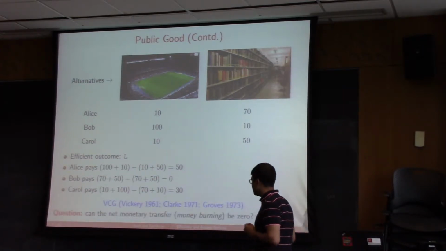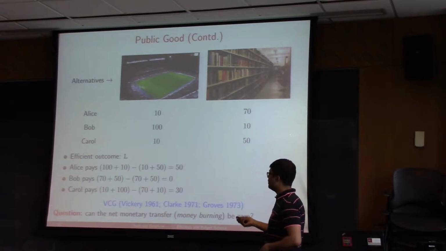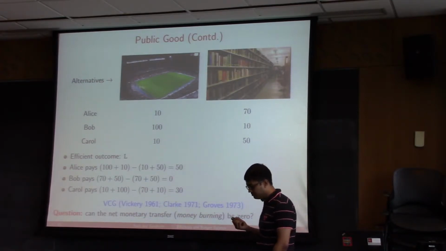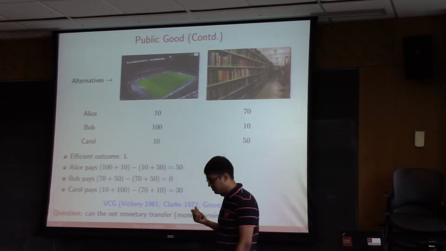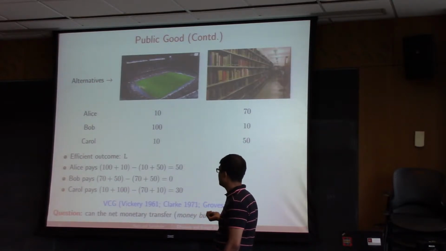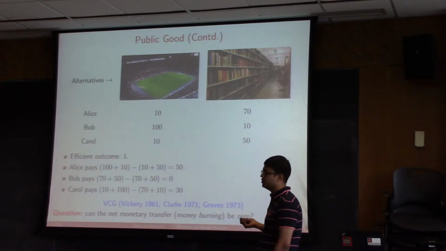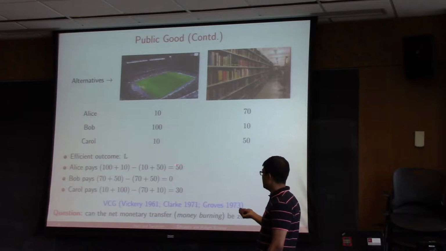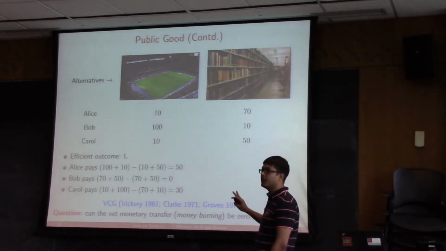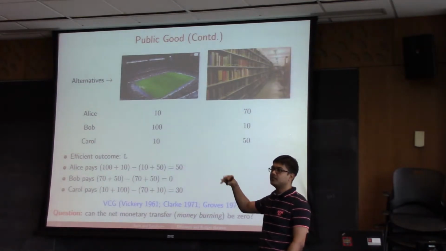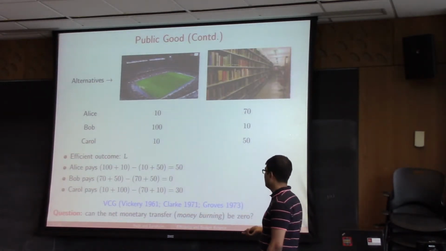And that is a necessary thing for this VCG mechanism. You cannot actually have a case where for all valuations the net transfer is going to be 0. In other words, in order to satisfy the truthfulness of all these agents, you'll have to burn this amount of money. You'll have to destroy it. You cannot give it back to the agents because that is going to change their preferences again.